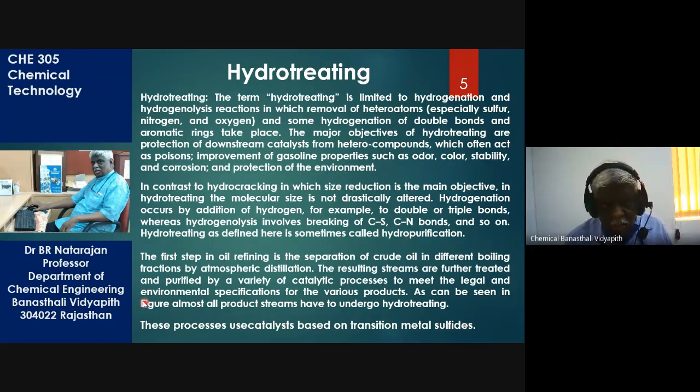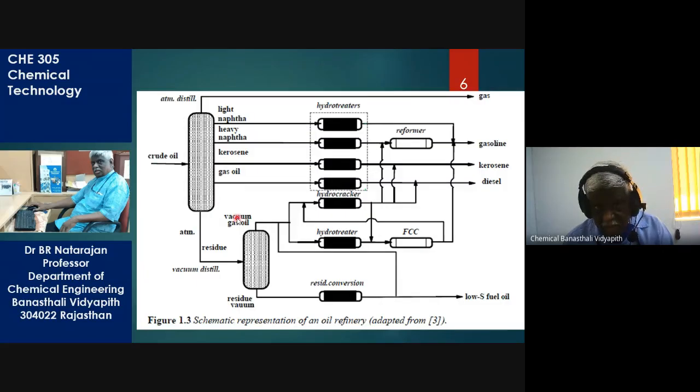Right? So the first step in oil refining is the separation of crude into different boiling point fractions by atmospheric distillation. That's what we saw in this figure, right? Desalted crude, atmospheric distillation, many fractions, they all undergo hydrotreating and then subsequently go through reformer, alkylation, etc. And the bottom of the atmospheric column also goes to vacuum distillation, in which hydrotreatment is also done before fluidized catalytic cracking, right?